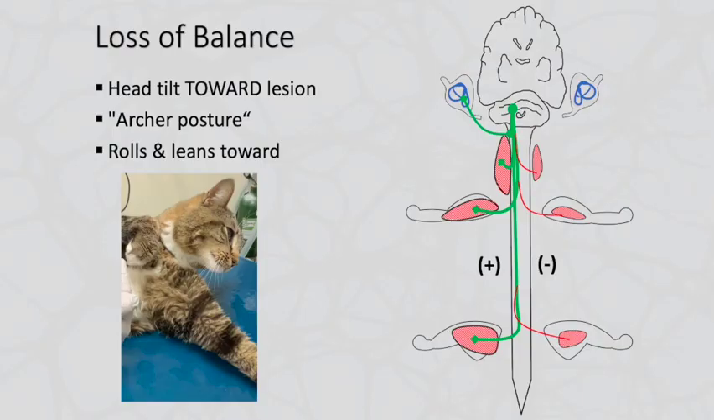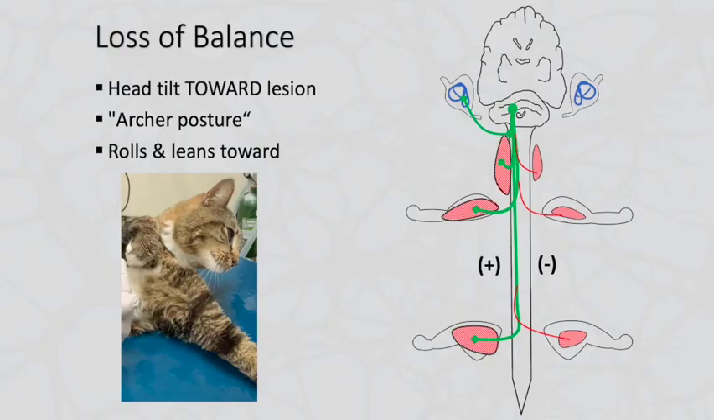And it's not uncommon that because of that decreased tone of the anti-gravity muscles, the extensors, it almost seems like we have increased tone of the flexor muscles, and we can sometimes get what's called an archer posture that you can see on this image on the left. So the cat's left leg has severely increased tone, and the right leg is in this flexed position because there's almost complete loss of tone going to the anti-gravity muscles.